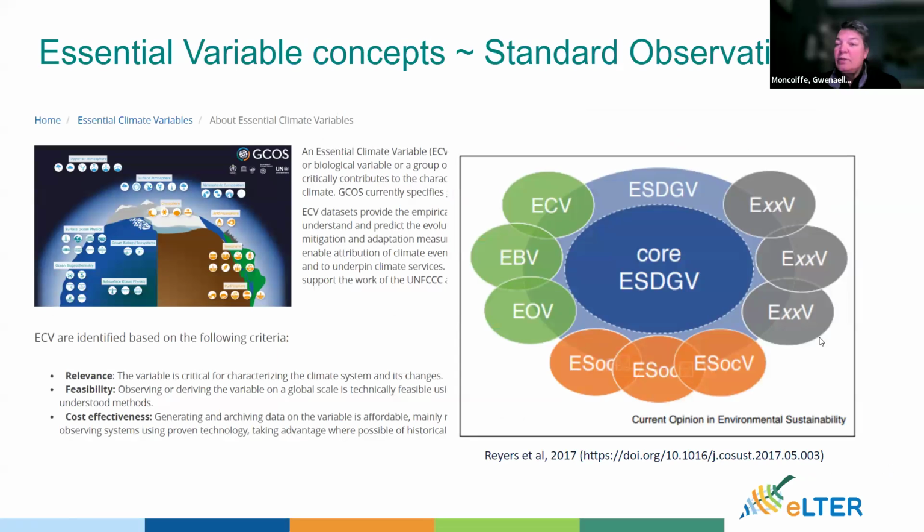So with the standard observation concept, even though we sometimes refer to them as variables, they are effectively not variables. They are groupings of variables. They are not the things that are being measured or observed directly. They are actually groupings of related measurements or observations on the ground, in the field.